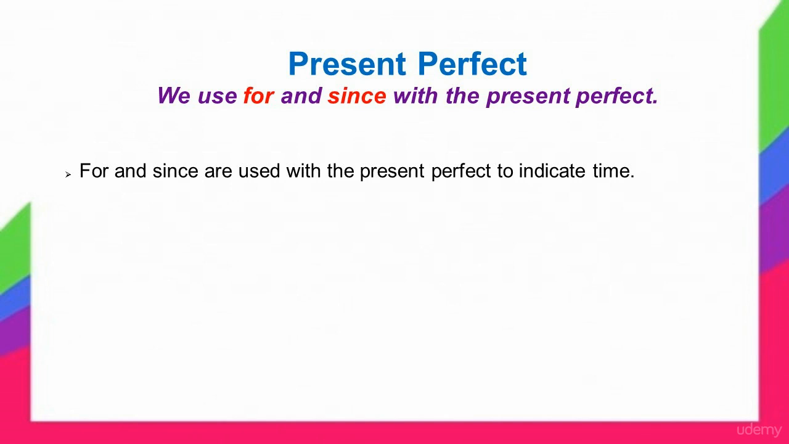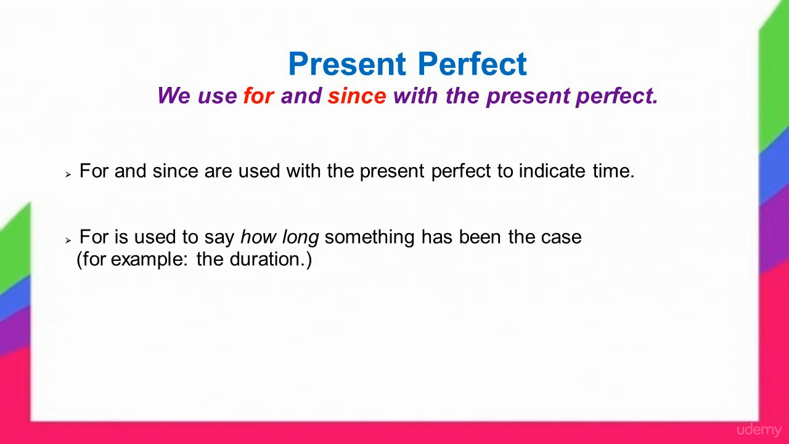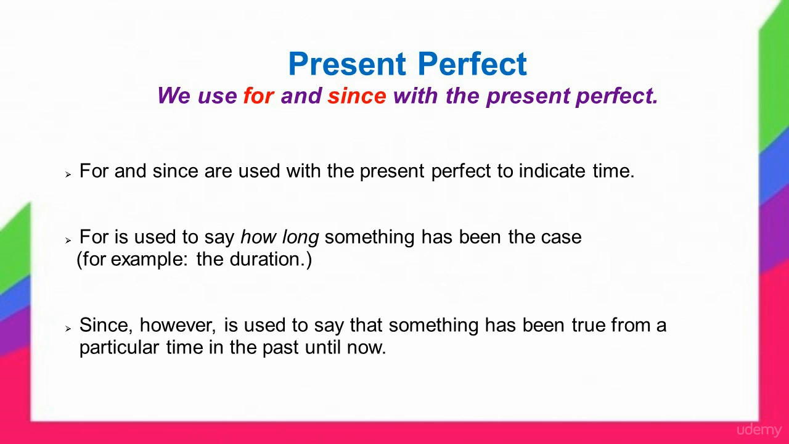Okay, so now let's move on to the present perfect. We use for and since with the present perfect. For and since are used with the present perfect to indicate time. For is used to say how long something has been the case, for example, the duration. Since, however, is used to say that something has been true from a particular time in the past until now.